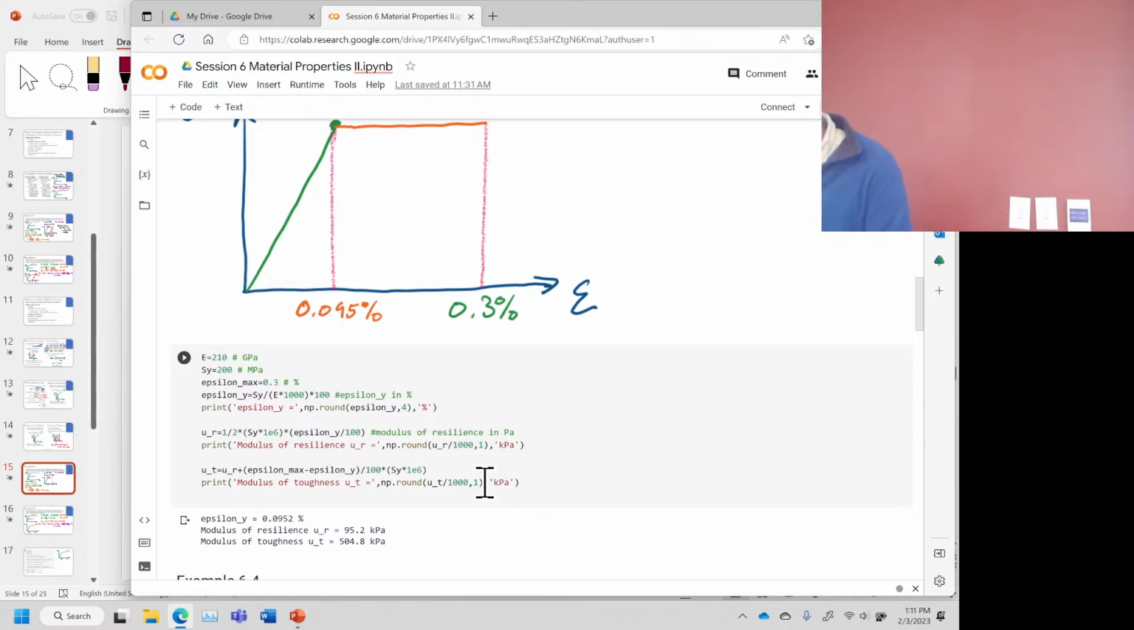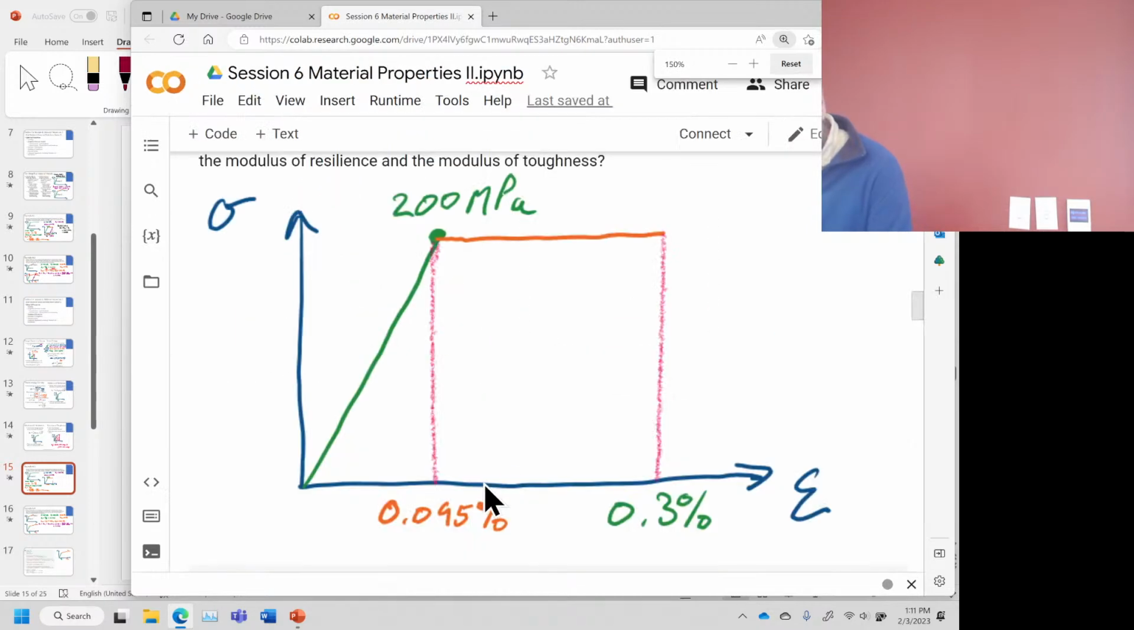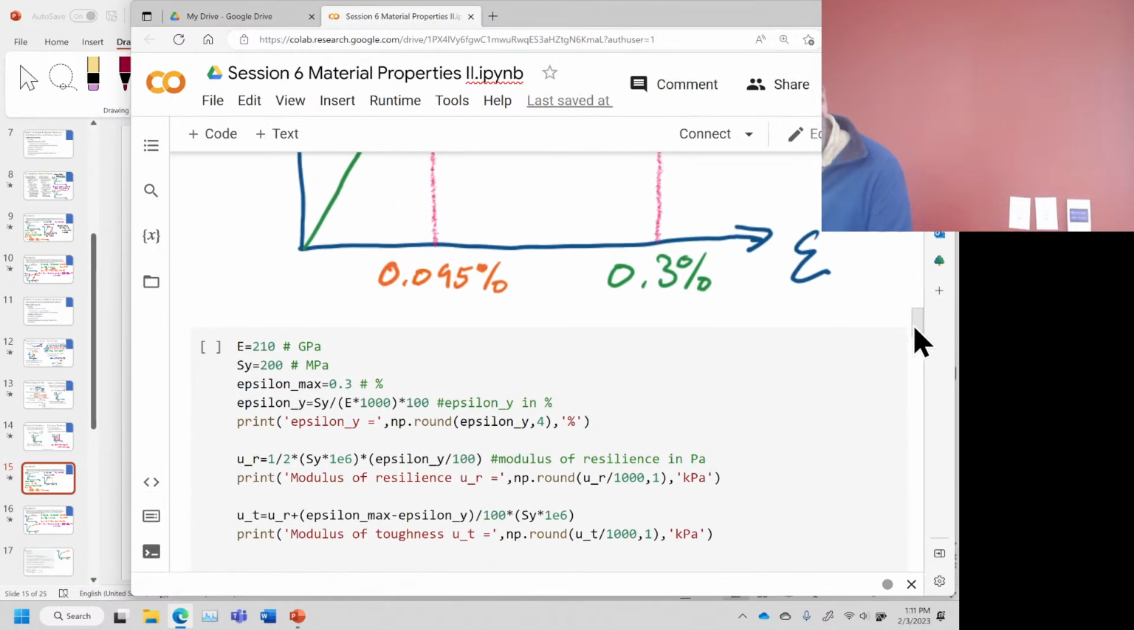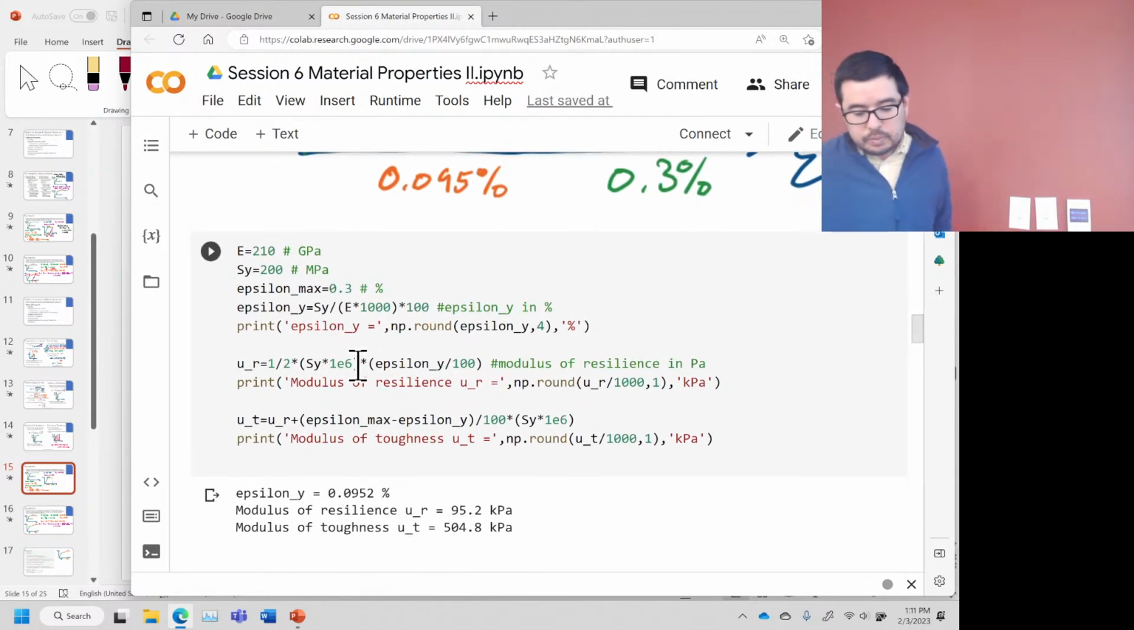Oh, it's even more absurdly big. So we see that it's 1/2 times the yield strength times the strain associated with the yield strength. It was in percent, so I divided by 100 there, and yield strength was in megapascals, so I multiplied by a million. But if we want it in kPa, then I have to go from pascals to kilopascals, so I divide by 1,000.